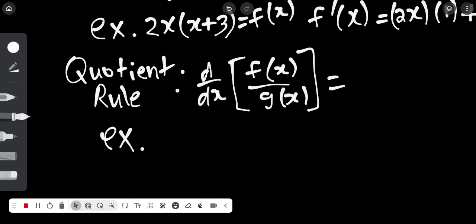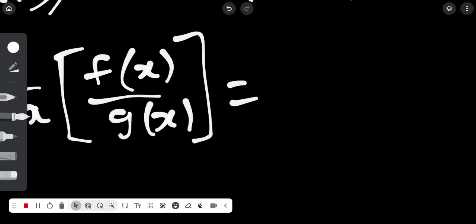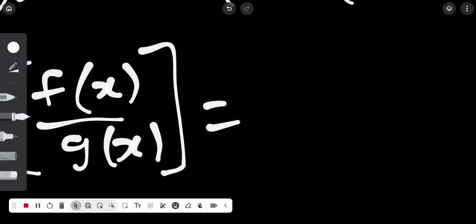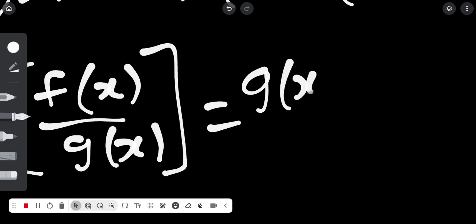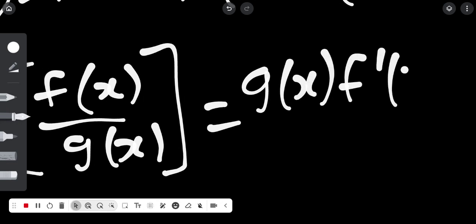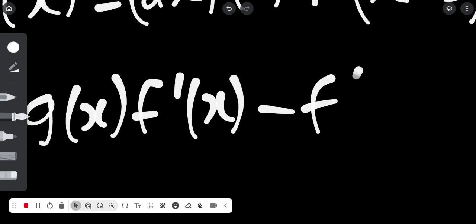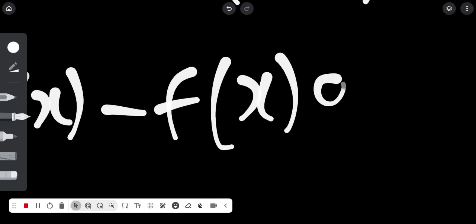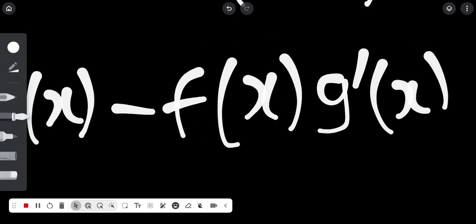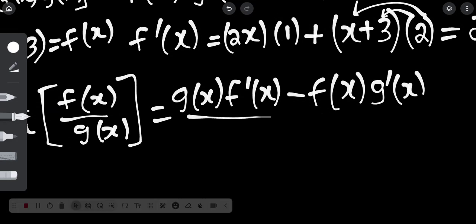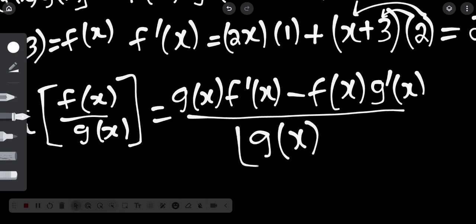Now moving on to the quotient rule. If you're taking d/dx, the derivative of the function that is defined as f of x over g of x, then the derivative is, what I like to think of it as is bottom, which is g of x, bottom times the derivative of the top, so f prime of x, minus, not plus, minus top, which is f of x, times the derivative of the bottom, which would be g prime of x, sorry, over, this is the important part that many people forget, over bottom squared, should be over g of x squared. Now let's put this into action.